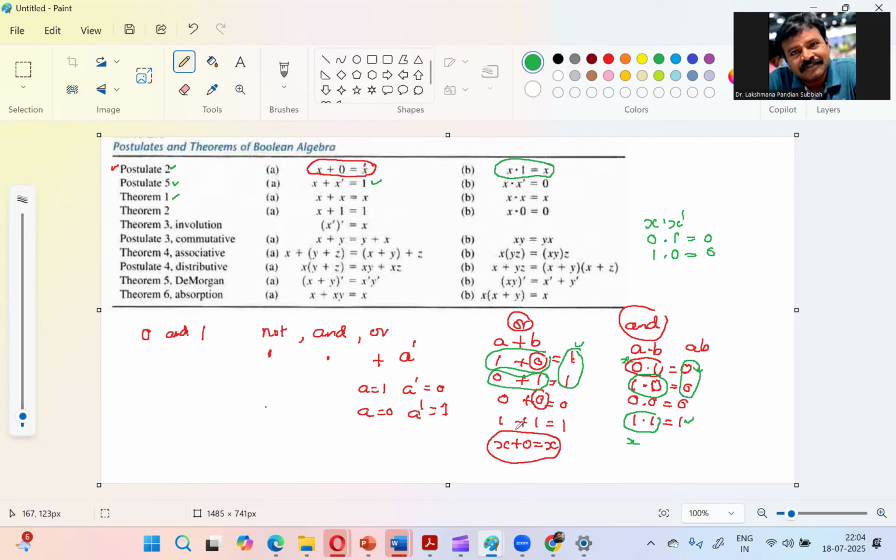Theorem 1 is x plus x equal to x. If x is 0, then 0 plus 0 is 0. 1 plus 1.